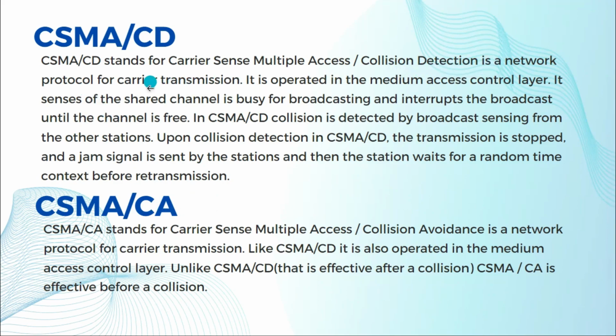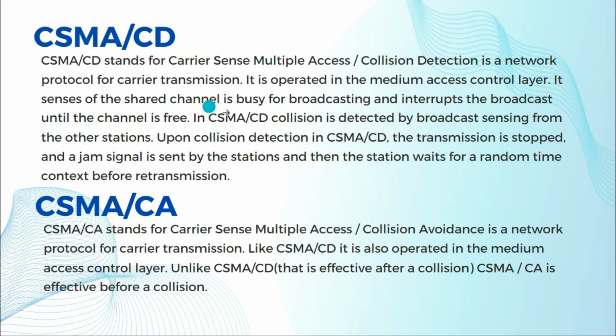Collision detection is a network protocol for carrier sense transmission. It operates in the medium access control layer. Inside the data link layer you have 2 sub layers, the media access control layer and the logical link control layer. Now move on to the next.